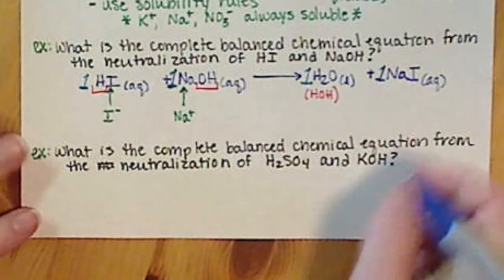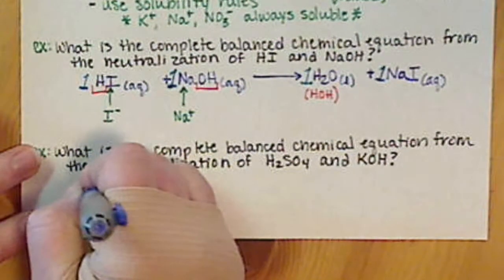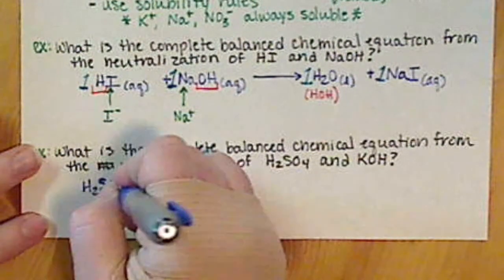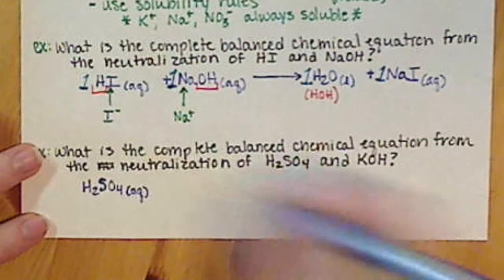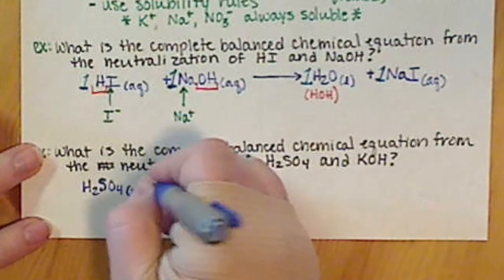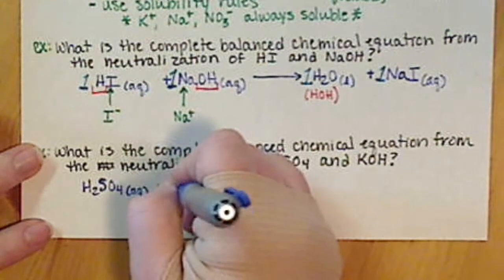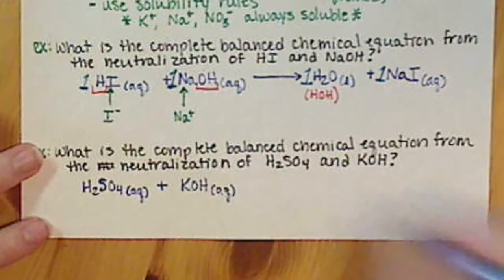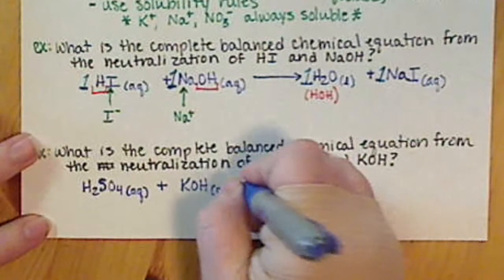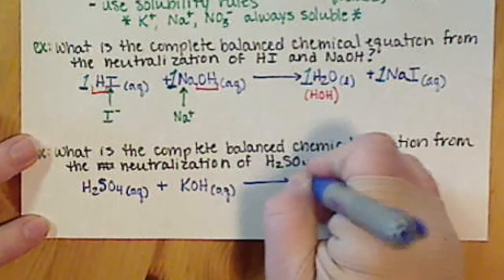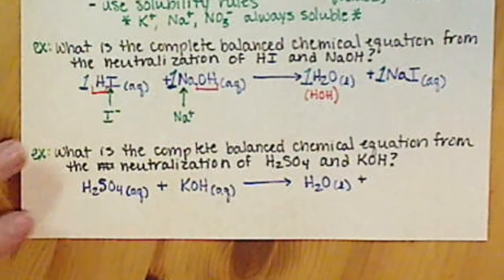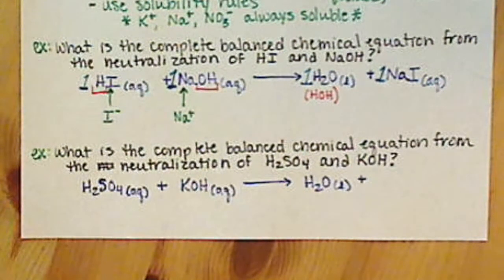All right, so we have H2SO4, that's sulfuric acid. We know it's an acid, so it's aqueous. We are going to combine that with potassium hydroxide, which is also aqueous because it's our base. And we know we're going to form water, which is our liquid. And now we need to determine our salt.